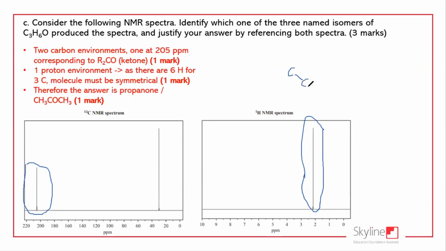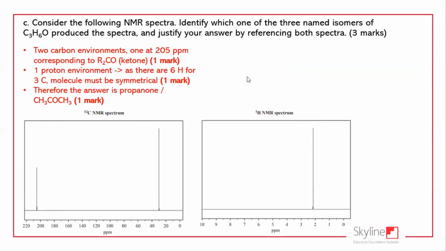If we have a look at it, if I draw it out, you can see we have 2 different carbon environments. So here's 1, here's 2. This carbon there is identical to that first one, and the hydrogens are all going to be exactly the same.